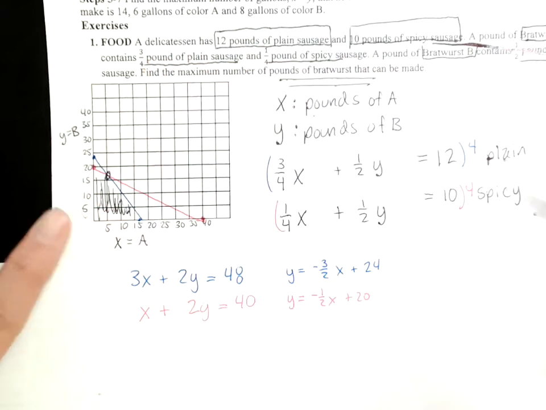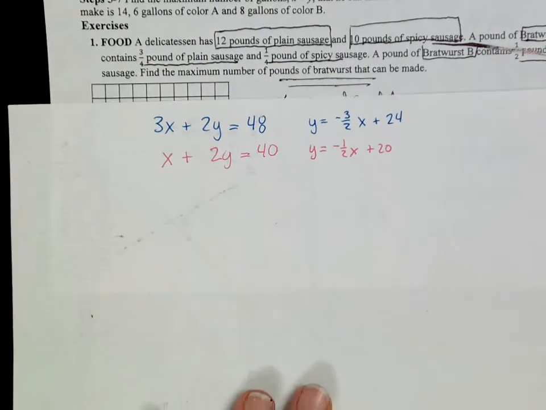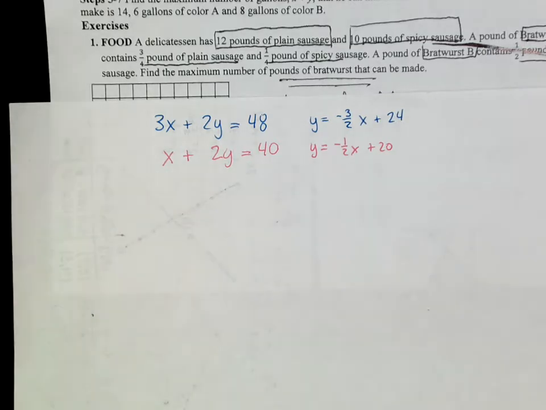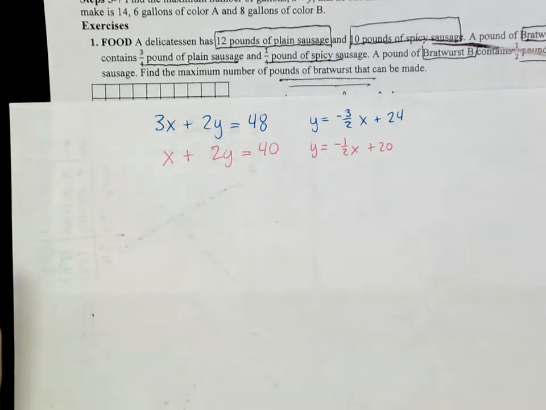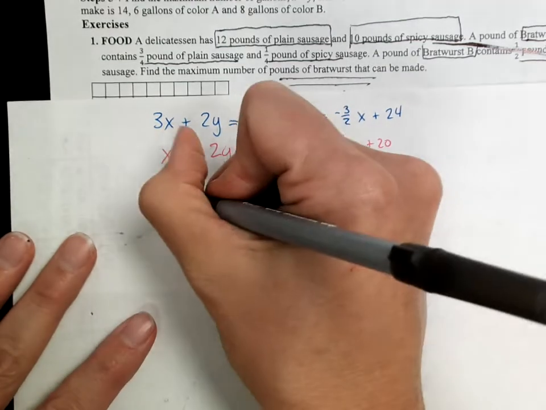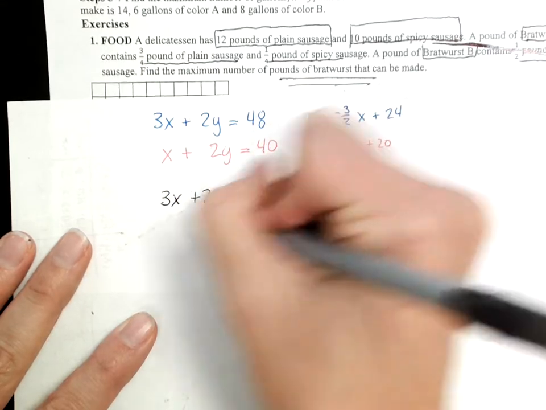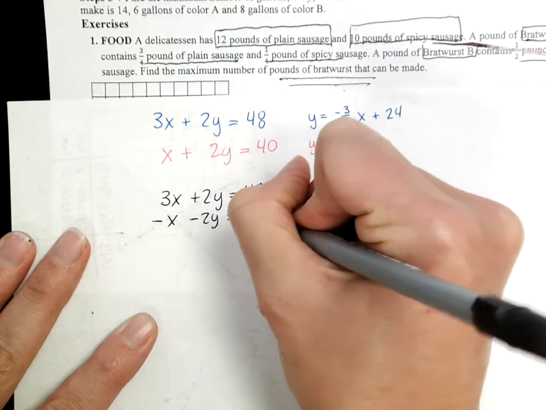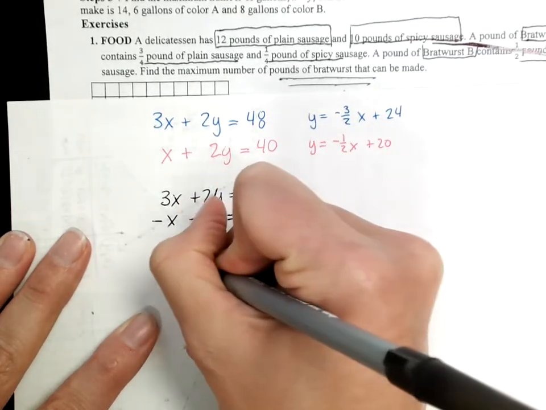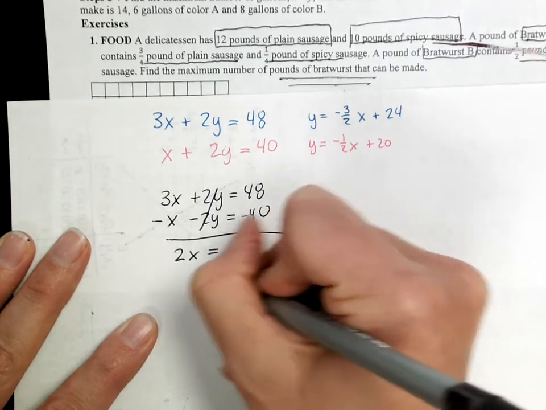Now, to me, this graph is only somewhat helpful. If I actually had this equation to solve myself, I would just solve the system that we've created here. And if I was going to solve this system, you could easily use either substitution or elimination. I actually prefer elimination as well. So 3x plus 2y equals 48. I'm going to change the sign on the second equation. When I solve this, the y's cancel. 2x equals 8. X equals 4.